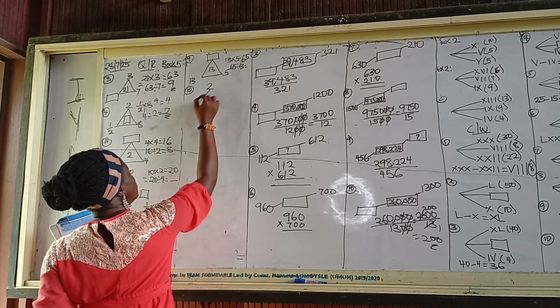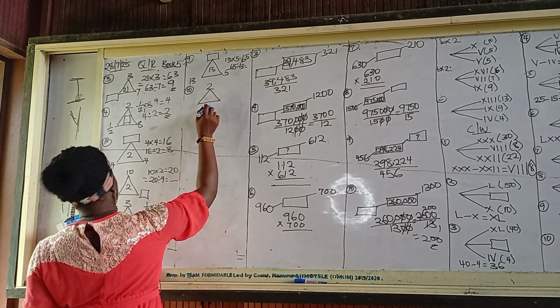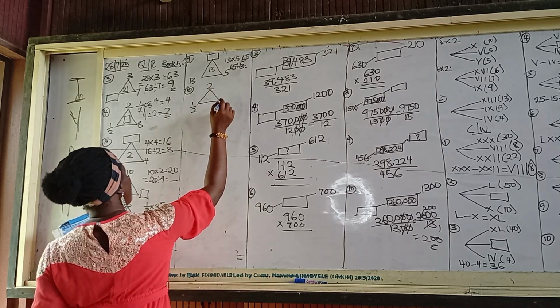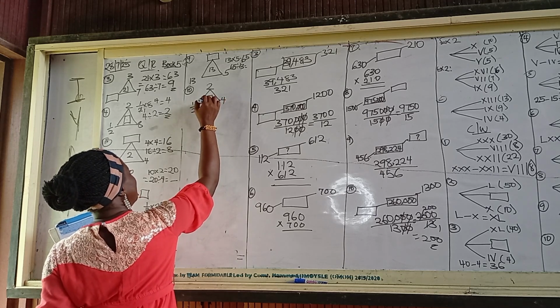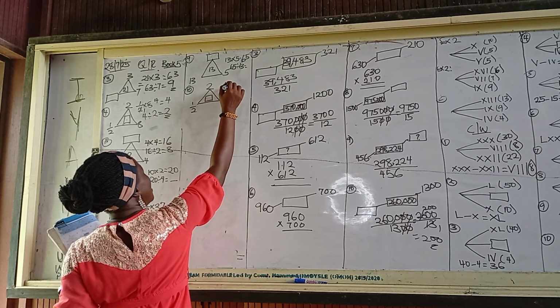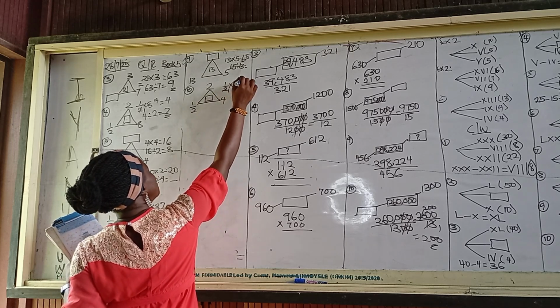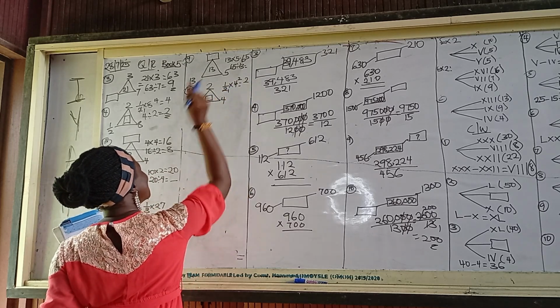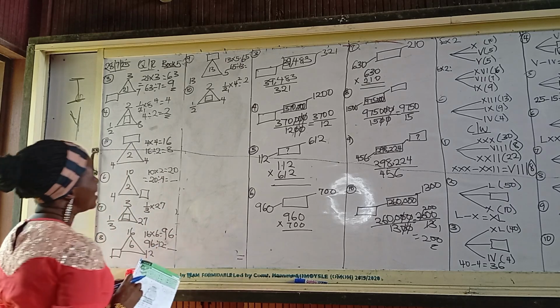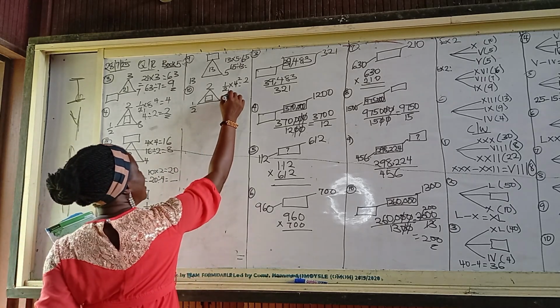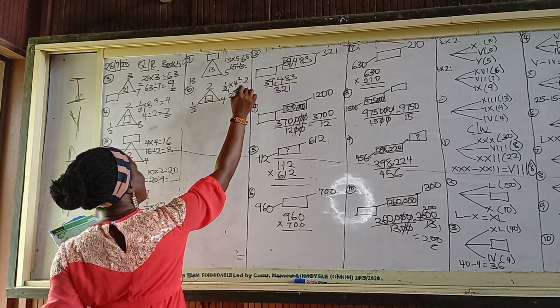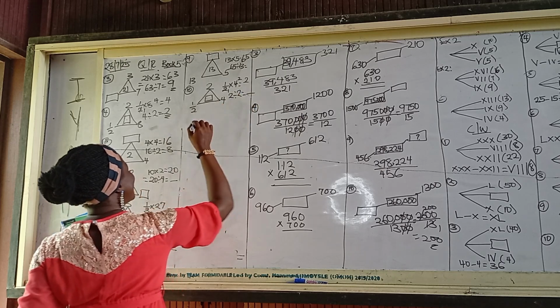Number 10, the last question for this exercise. We have 2. We have half. We have 4. And we are not giving this. That would be 1 over 2 times 4. 2 here 1, 2 here 2. That is 2. So 2 divided by 2, you get your answer.